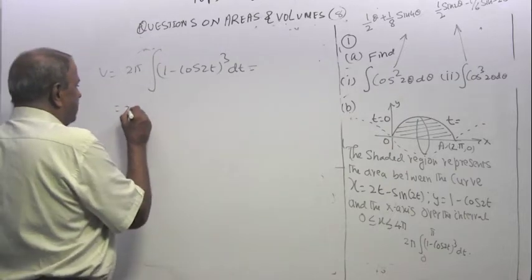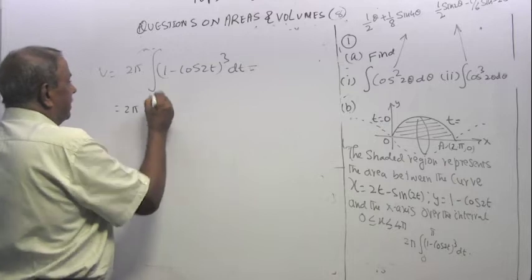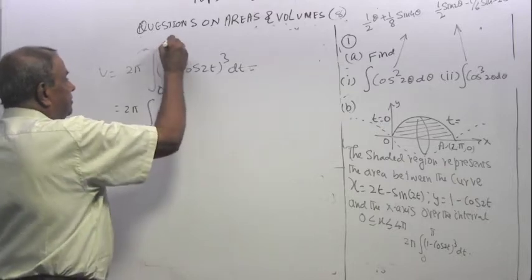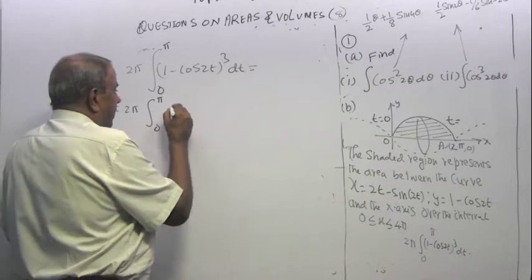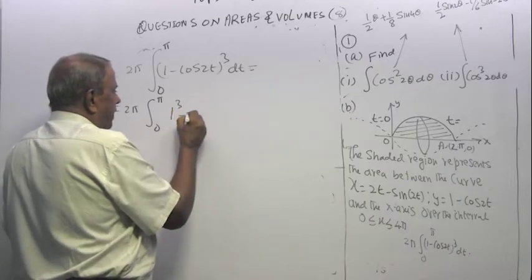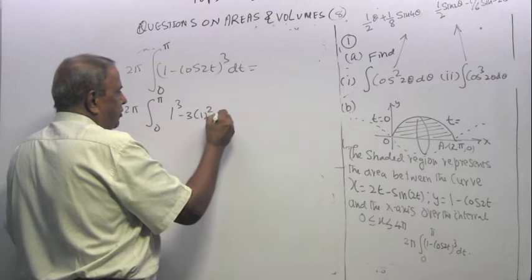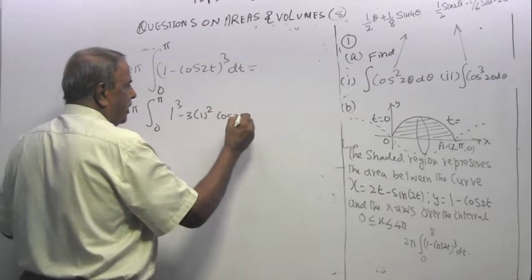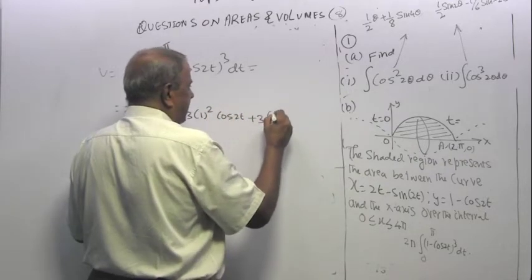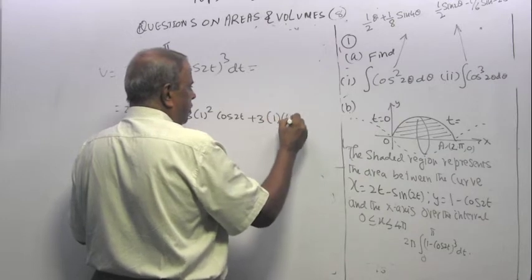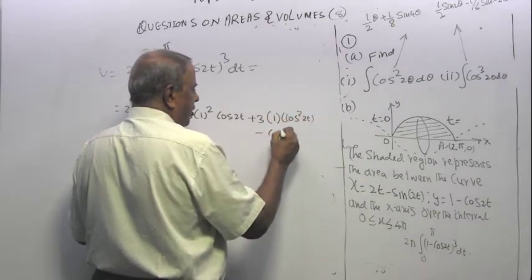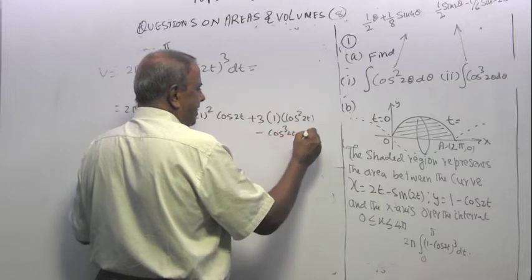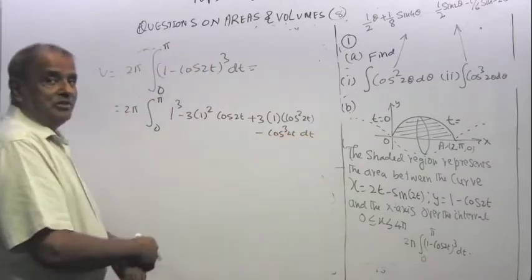What is (a minus b) whole cube? Integral 0 to pi, it is 1 cubed minus 3 times 1 squared times cos 2t plus 3 times 1 times cos squared 2t minus cos cubed 2t dt. Still don't see the link?